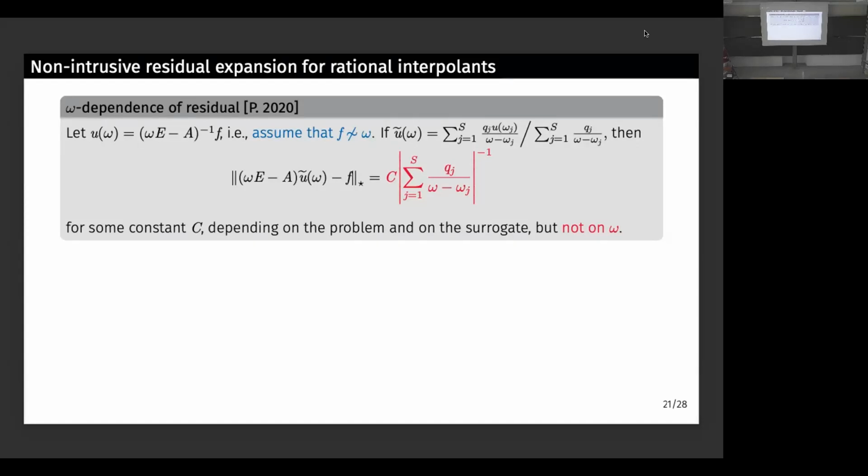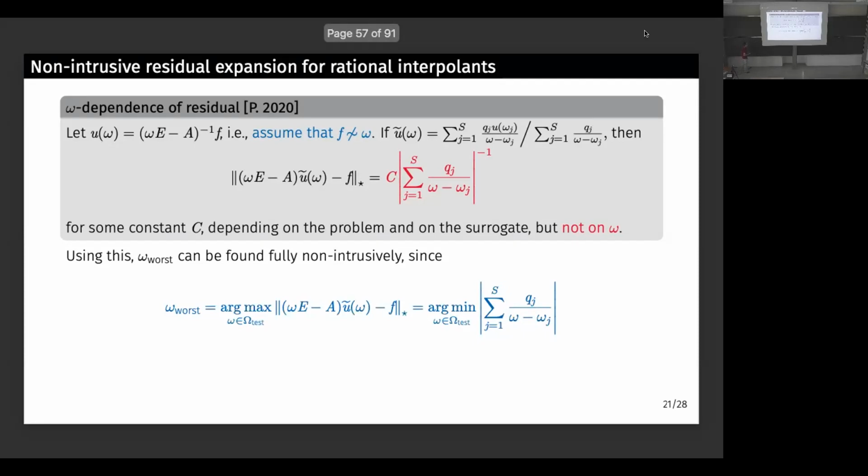The only thing that's left is identifying this constant C, because the constant C is going to tell us how large the residual is, and unfortunately you cannot identify C non-intrusively. Okay, so essentially we're just pushing the problems under the carpet. But if you think about it, this kind of expansion allows us in a non-intrusive way to compute the next point to add to our approximation.